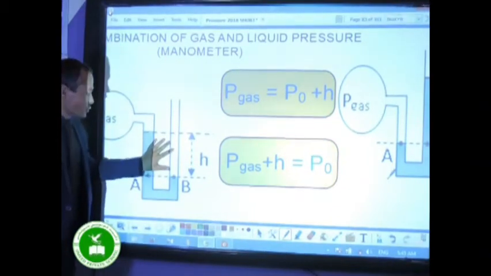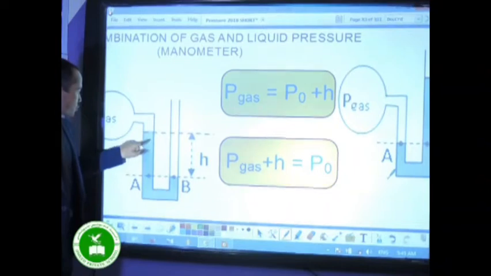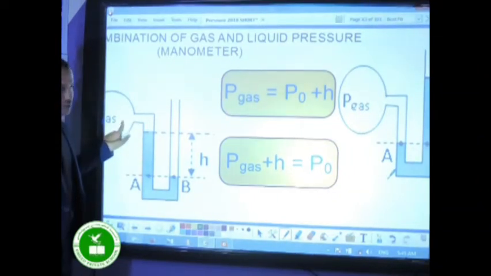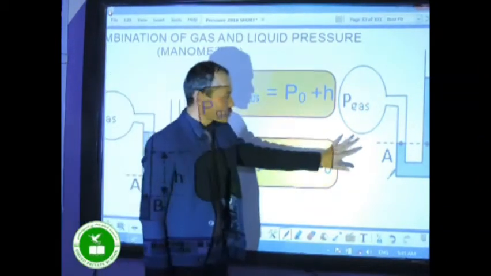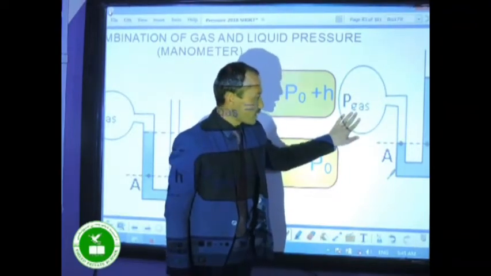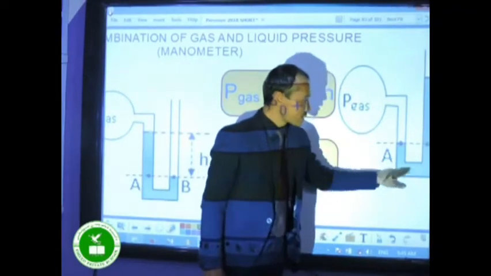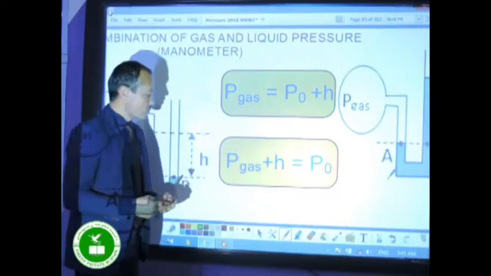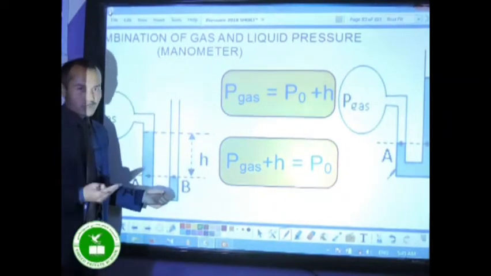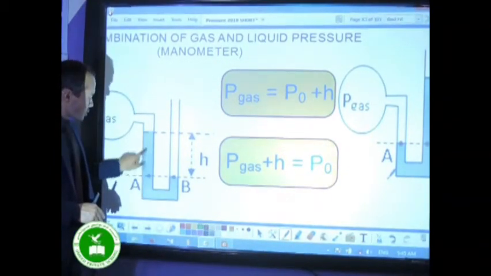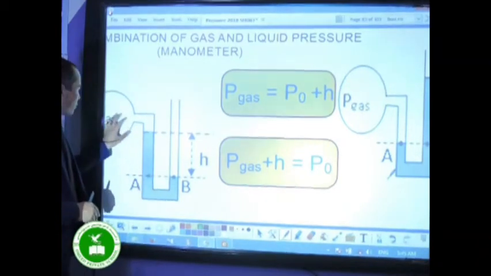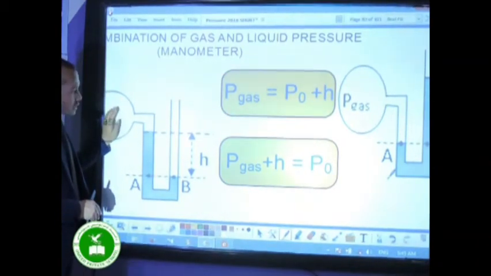Here the U-tube is connected to trapped gas, and here we have liquid. This liquid commonly will be mercury. Commonly we use mercury for the calculation of pressure of this trapped gas.